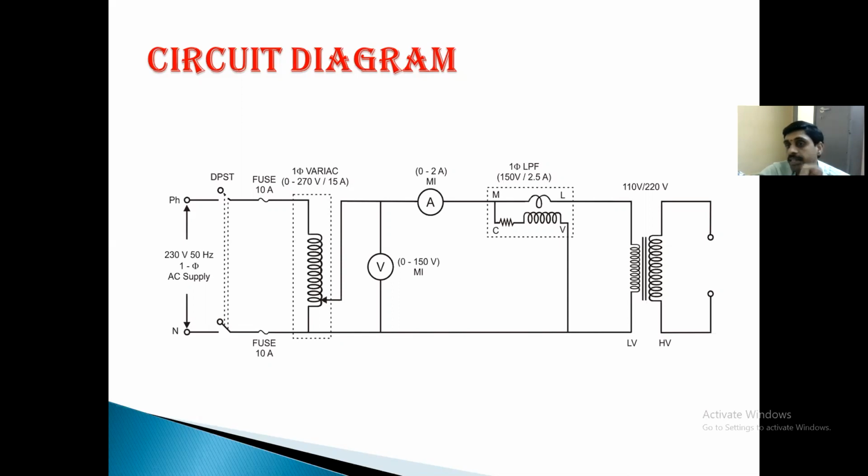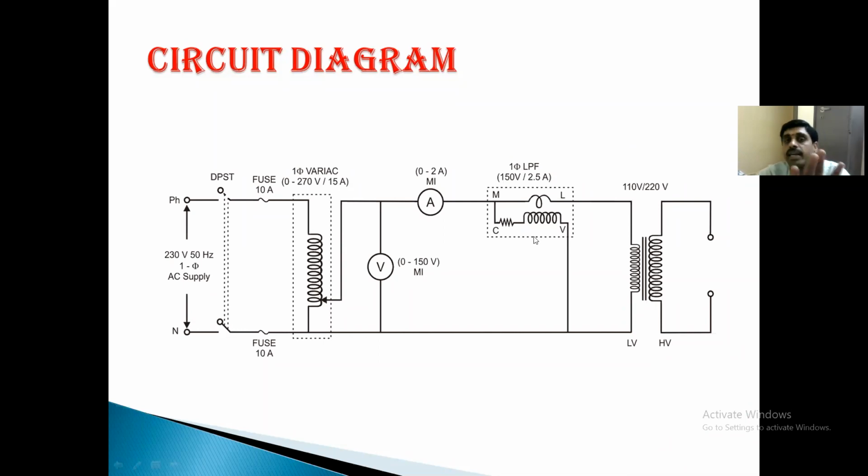So it is not correct from the economical point of view to conduct the open circuit test that way. That's why you take the low voltage side as primary and the high voltage secondary open. Then rated voltage can be applied, and the current flowing in the low voltage side, as I said, is just some percentage, 1 to 2% or 3 to 5% of the full load current. That current will pass. You have to apply the rated voltage.